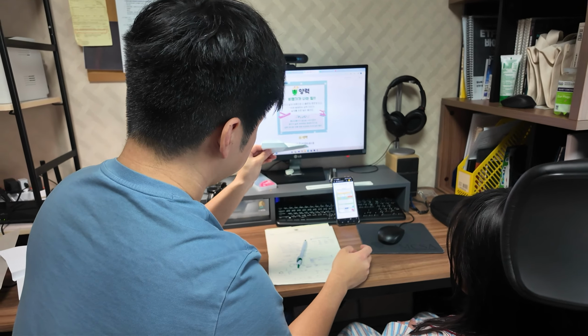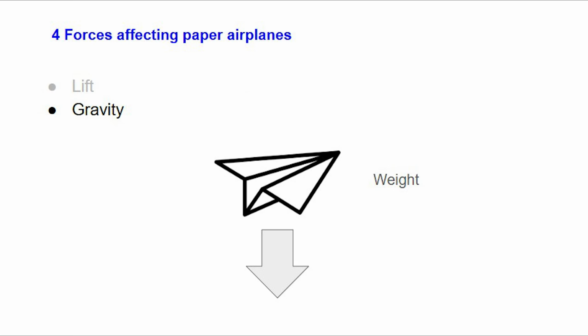Lift is the force that makes the plane go up because of the wind over the wings. It depends on the wing's shape and size. More lift makes the plane stay in the air longer. Gravity is the force that pulls the plane down because of Earth. If the plane is light, it can fly longer.